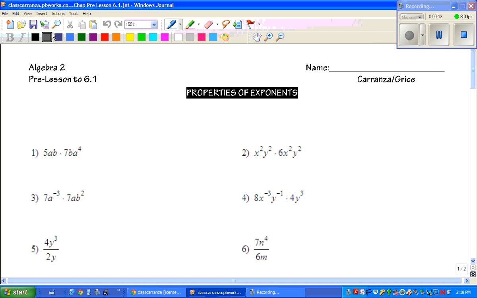Today we're going to be reviewing properties of exponents. So before we get started, let's do a fast review. Let's say that we have x squared times x cubed. What does that equal? Now remember, the base stays the same and you add the exponents. So 2 plus 3 gives us 5.